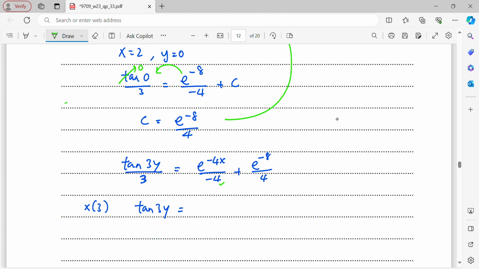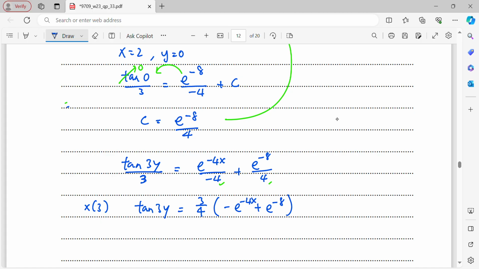So now I times 3, tangent 3y equals, okay, now if you notice that for the right side, both terms are over 4, which means I can factorize the over 4. So then the over 4 together with the times 3 will be 3 over 4. So I will write 3 over 4, then negative e to the negative 4x plus e to the negative 8. Sorry, negative 4x.